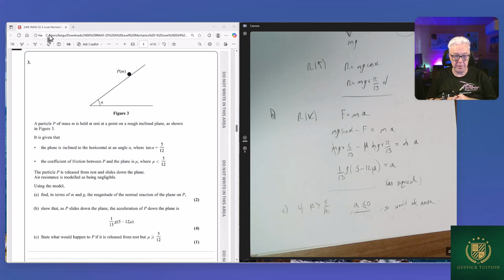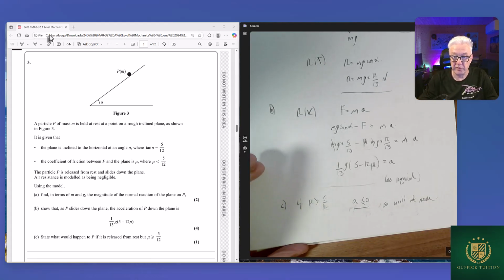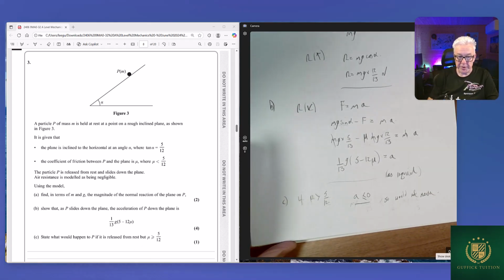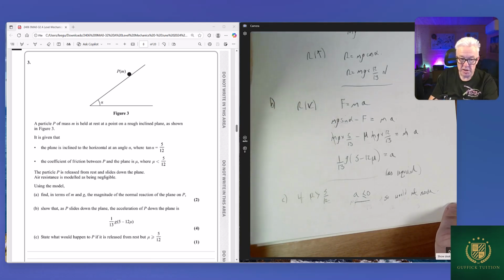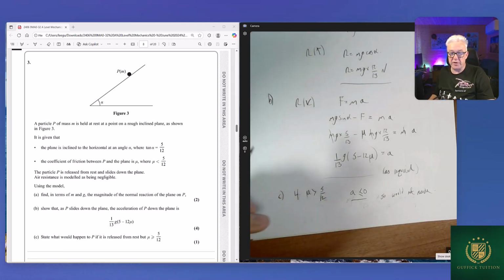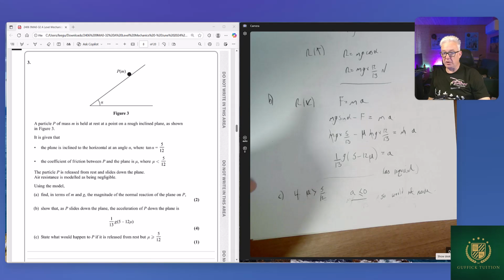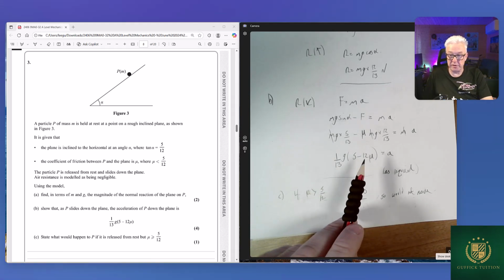So that is part B done. Really nice, straightforward 4 marks. Next, state what would happen to the particle if it was released from rest, but the coefficient of friction was greater than 5/12. Well, greater than or equal to 5/12.